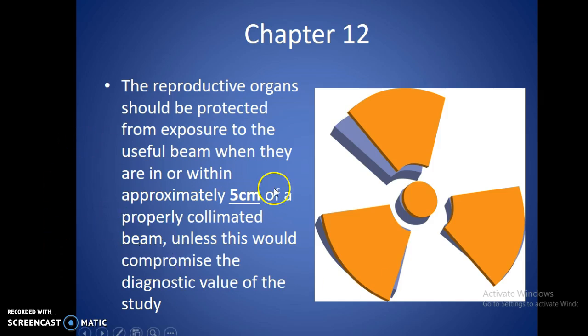Reproductive organs must be shielded when they are in or within approximately 5 centimeters of a properly collimated beam, unless, however, this would compromise the diagnostic study. So this is your legal responsibility, 5 centimeters. If it's within 2.5 inches of the primary beam towards the edges, you need to make sure that you do shield. That means for things like abdomens for the males, because the symphysis pubis is at the bottom and the testes lie just below it, you should shield male abdomens. Female abdomens, though, fall within this little section here. It would compromise the diagnostic value of the study because it would be inside the inlet of the pelvis.